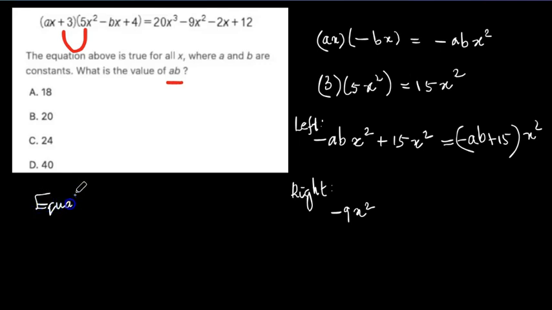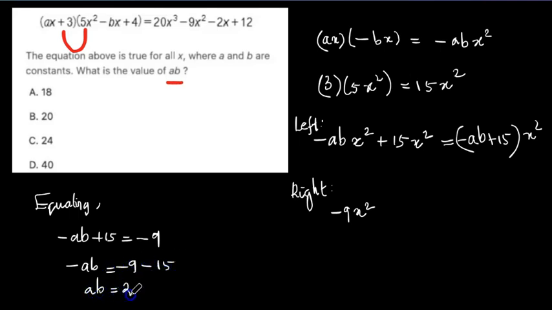Equating them, I will get negative AB plus 15 is equal to negative 9, which would give me negative AB is equal to negative 9, negative 15. So AB will be equal to 24. So the answer is going to be option C.